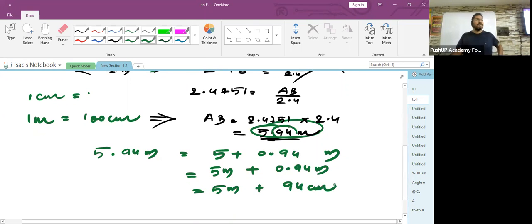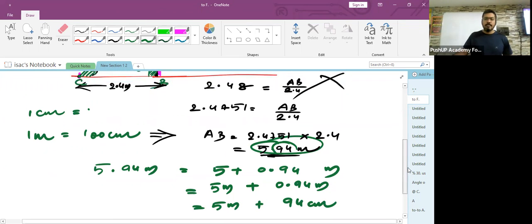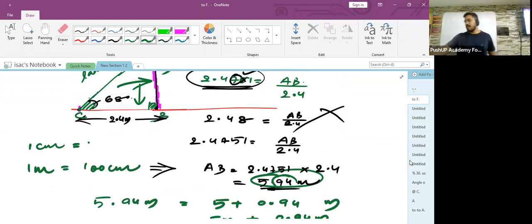You should have this technical knowledge about it. Jeevan, what did I explain here? What did I explain here so far? Centimeter? Centimeter?